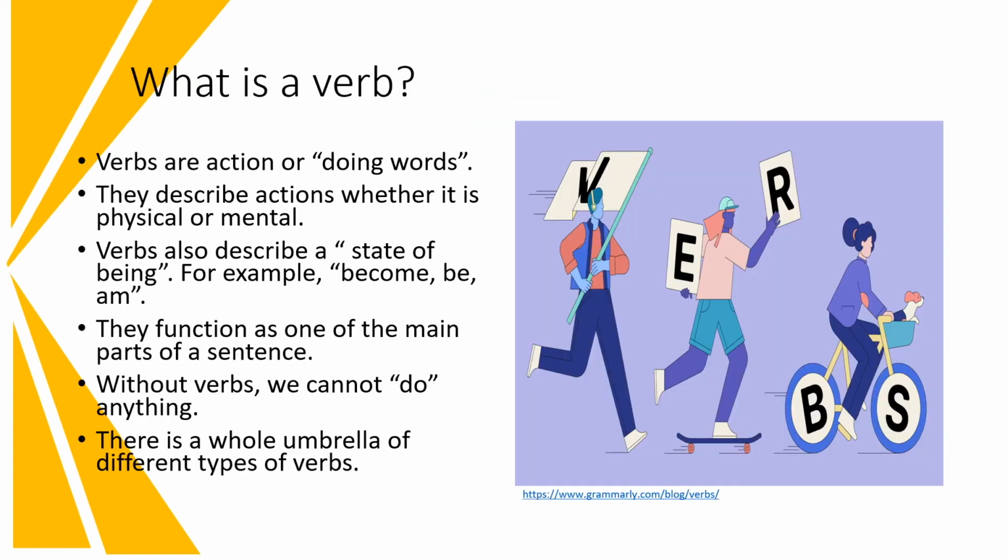The first question we should always ask ourselves: what is a verb? I'm sure you've been asked this question many times. A verb is an action or doing word. A few examples are running, crying, and laughing, and the list goes on and on. An example of a verb in a sentence would be, I ate my sandwich for lunch, or I wrote down the homework in my diary.